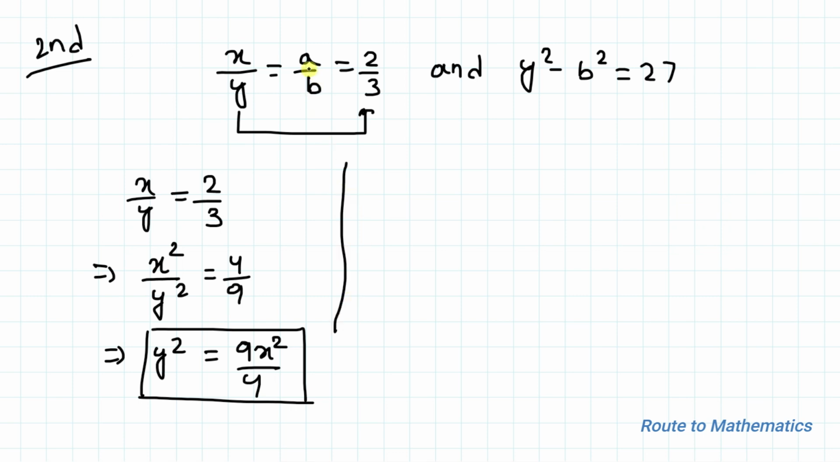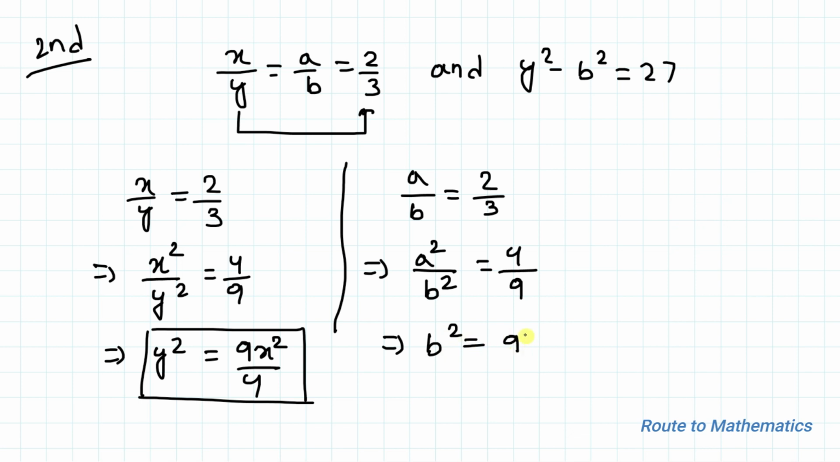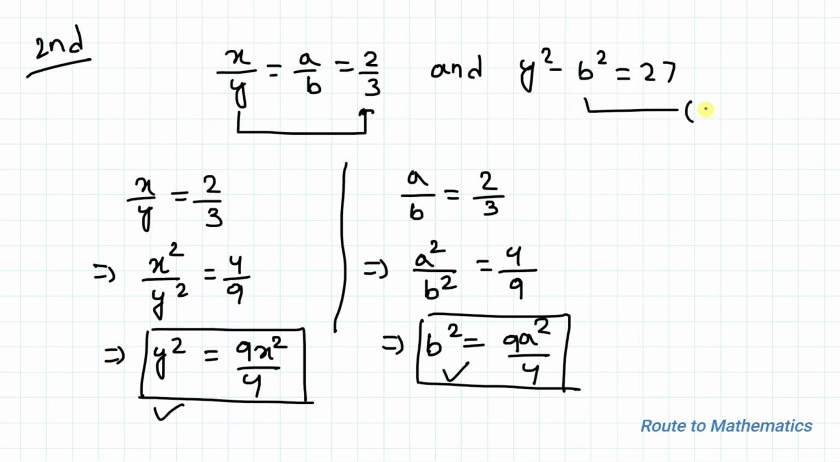Now equating a by b with 2 by 3, we have a by b equals 2 by 3. Again I'll square both sides of the equation. So we have a square by b square equals 4 by 9. Now from here I can write b square equals 9a square divided by 4. Now I'll put the value of y square and b square in this equation 2.